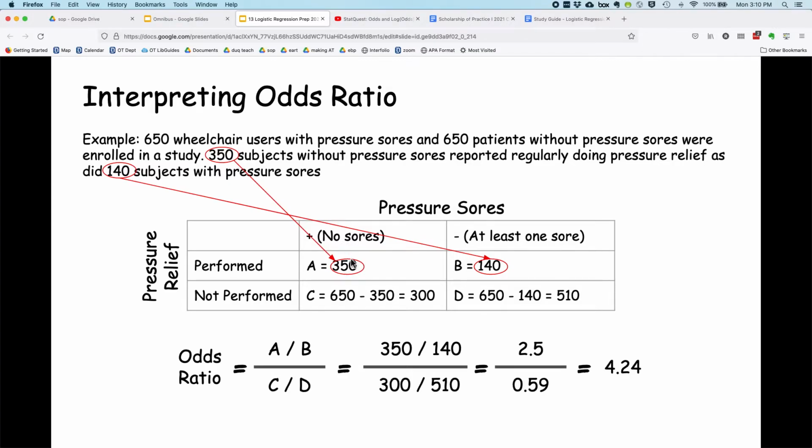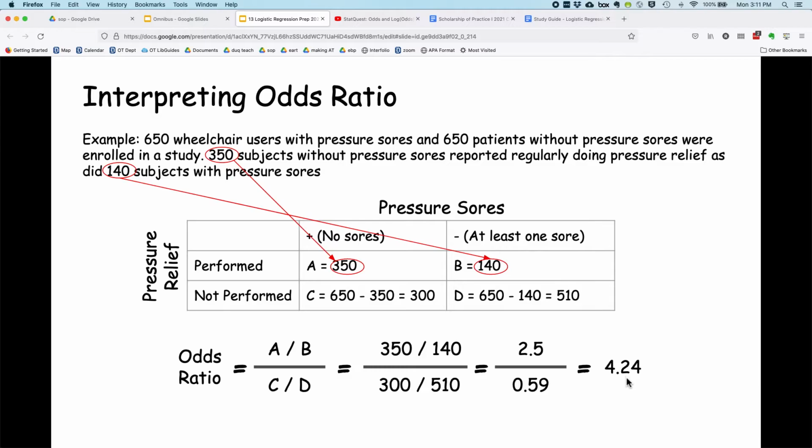and didn't get pressure sores, and 140 people did perform pressure relief but still got a pressure sore anyways, then the odds of getting a pressure sore if you perform pressure relief is 350 to 140. Amongst the people that didn't perform pressure relief, maybe 300 of them didn't get pressure sores and 510 of them did. The odds there are 300 to 510, and the odds ratio is 4.24.